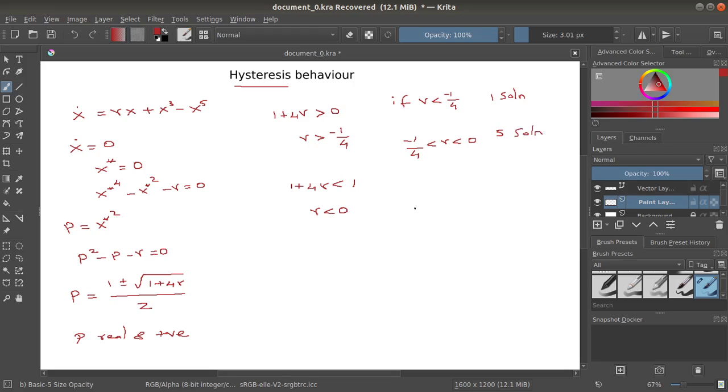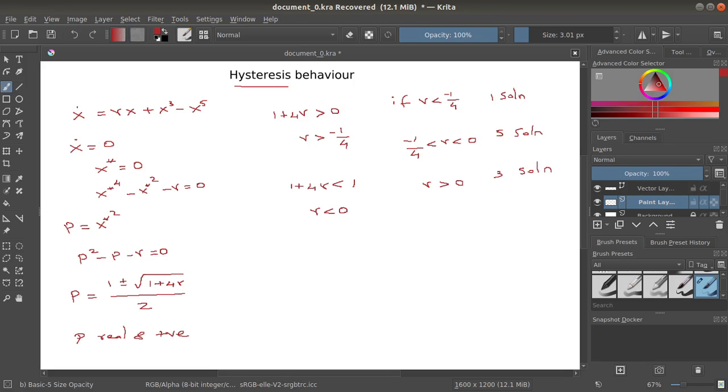Okay, so if my r value is greater than 0, then one of the roots will be positive and the other root will be negative. For one of the roots I will have 2 extra solutions, but for the other root, which is negative, I will have no solutions. So in this range I will have 2 solutions from this equation and 1 solution from this equation, which will give me in total 3 solutions. Okay, so that's what we have observed over here as well, right?